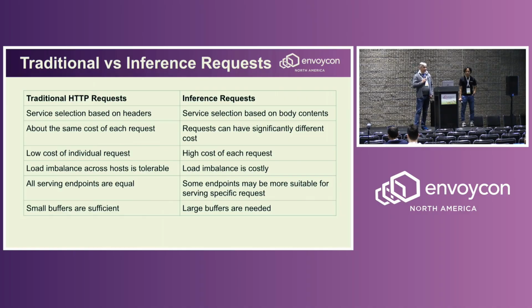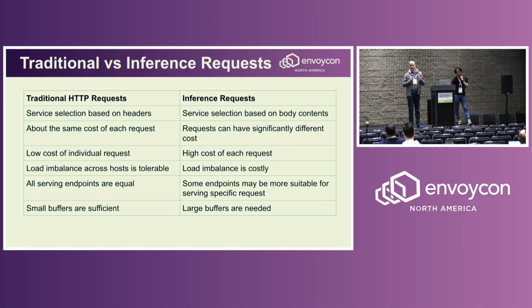So one of the big differences, that sounds small but actually makes a big impact, is that for traditional requests, the service selection is done on some properties that typically come from HTTP headers, maybe from TLS properties, but they're properties that are available at the beginning of the request. For inference workloads, they commonly come from the body, from the JSON payload. And given just the nature of JSON, it means that you actually have to get the whole body before you can figure out where this request has to go.